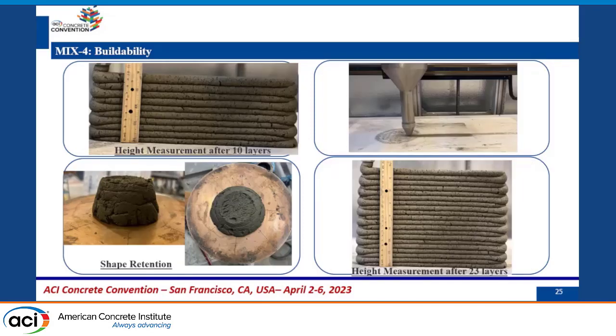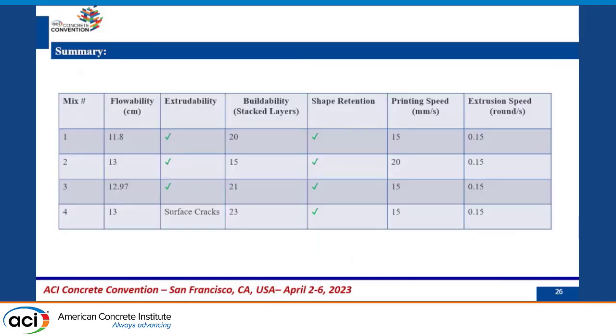Again, because of high static yield stress and thixotropy, this mix was buildable up to 23 layers. But you can see the surface quality here is also not good. We can see a lot of cracks. And shape retention was quite good in this case too.